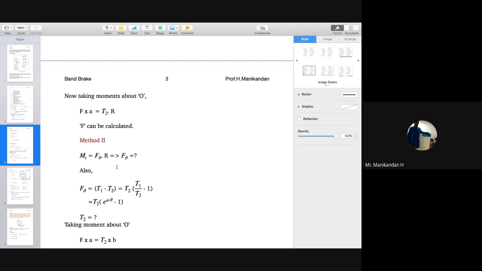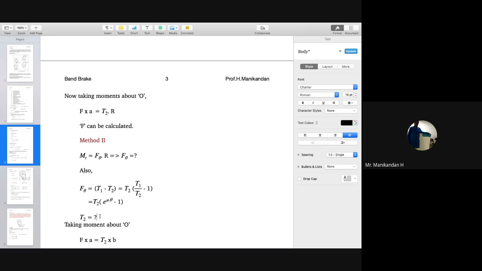And the second method: we already know torque transmitted is equal to F theta into R. Again, F theta is nothing but T1 minus T2. When you compare Mt is equal to T1 minus T2 into R and F theta into R, F theta is equal to T1 minus T2. Take T2 outside, we will get T2 into T1 by T2 minus 1. T1 by T2 is e power mu theta. Therefore, T2 is equal to F theta divided by e power mu theta minus 1. Right, that is what I have done here.